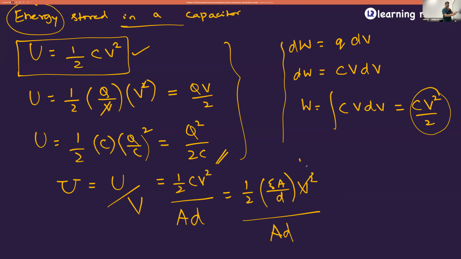And again, V we can write as E into D, right? So E is equal to V by D, and V is ED, so it will be E squared D square. On solving this, what do you get? You get half epsilon naught E square, and this is the expression for energy density. Energy density is basically the amount of energy per unit volume, right? I hope these two expressions are registered in your mind. So we'll do some problems based on this concept.